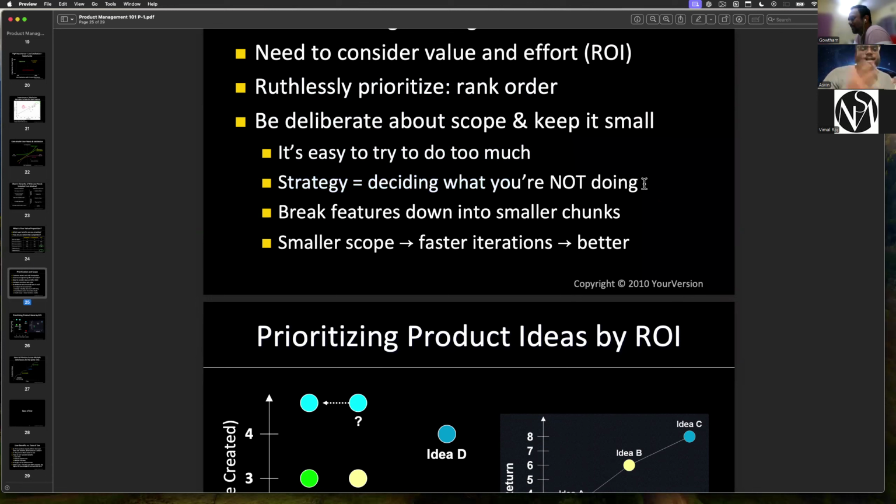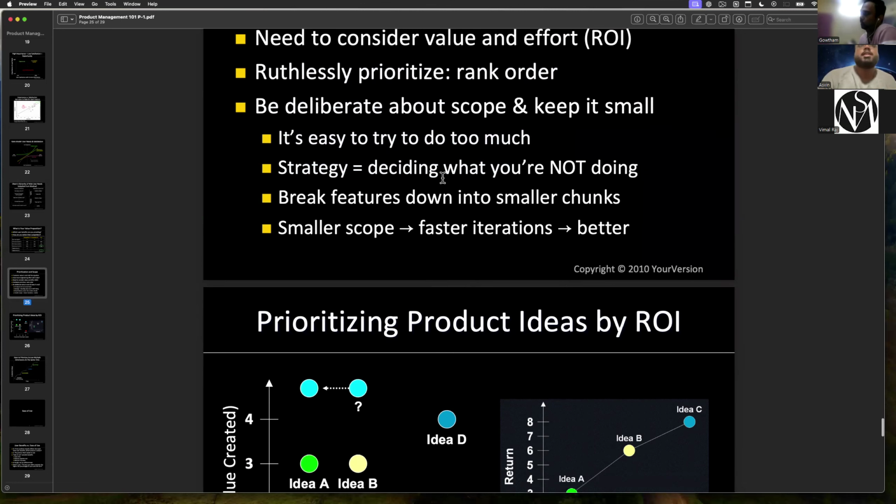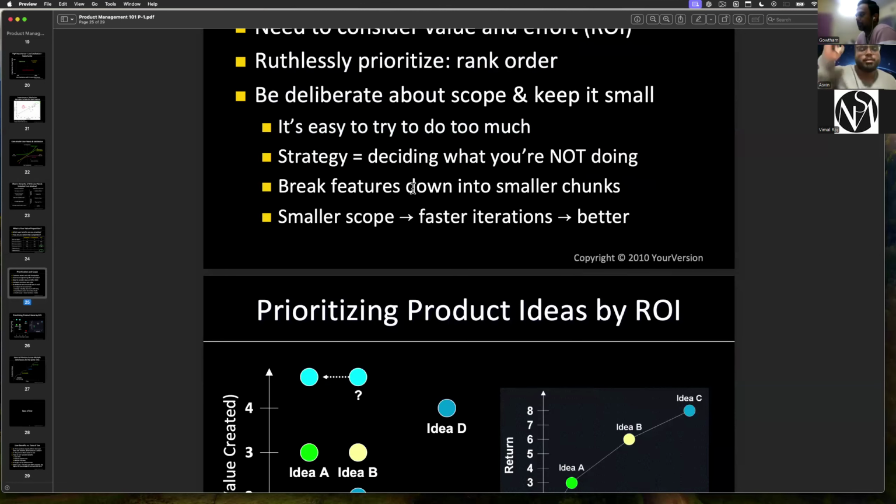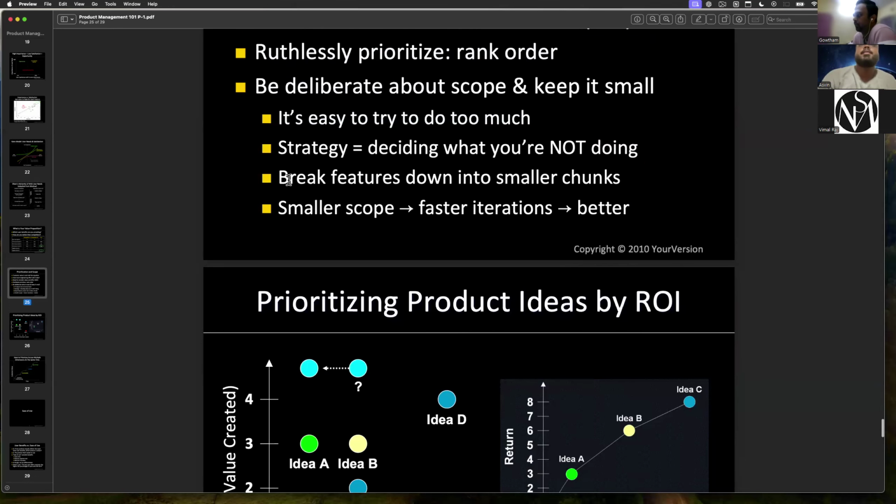So eliminating these unnecessary things, and identifying the most impactful features or the idea is the most important thing. For that you need to strategize. You have to use those frameworks for that. Okay. Break features down into smaller chunks. So now you have prioritized, you have the must haves at least.